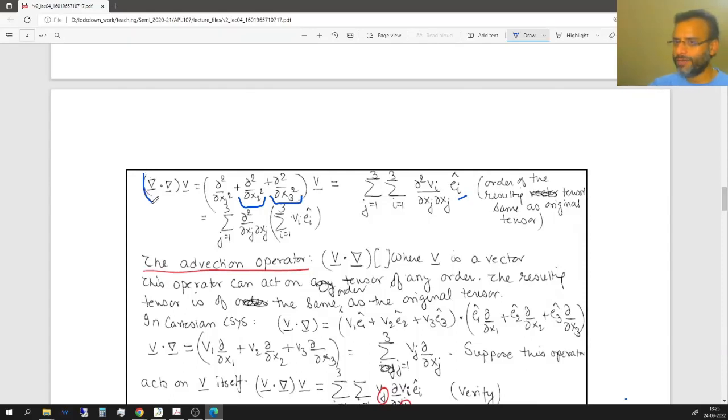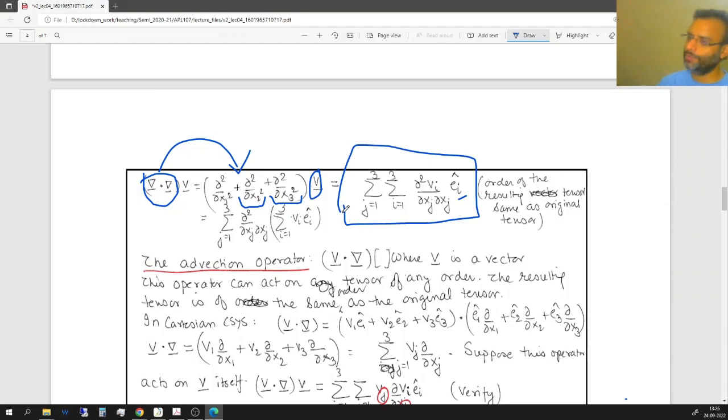Now once we have arrived at what the net effect of del dot del is, we have to make it act on V. Now you can write V as V1 E1, V2 E2 and V3 E3, and you can work out all the terms. And those terms can finally be written as a sum total of 9 terms in a compact manner as I have shown here. This can be verified. I have not written all the steps, but one can work it out completely and arrive at this final form.